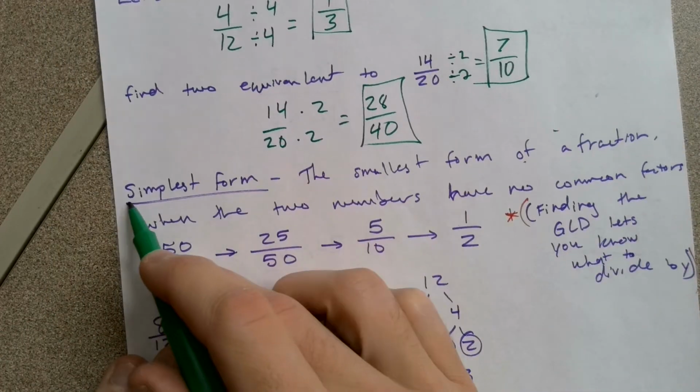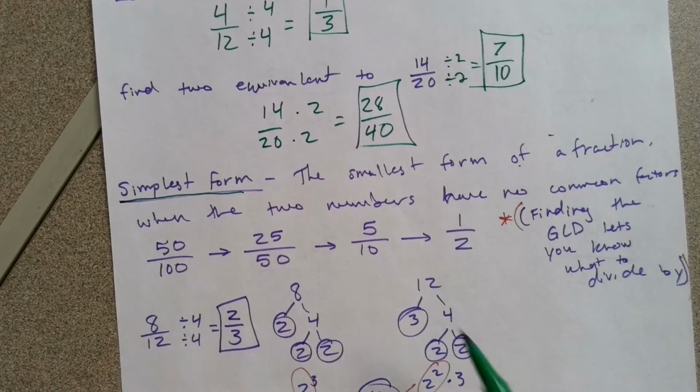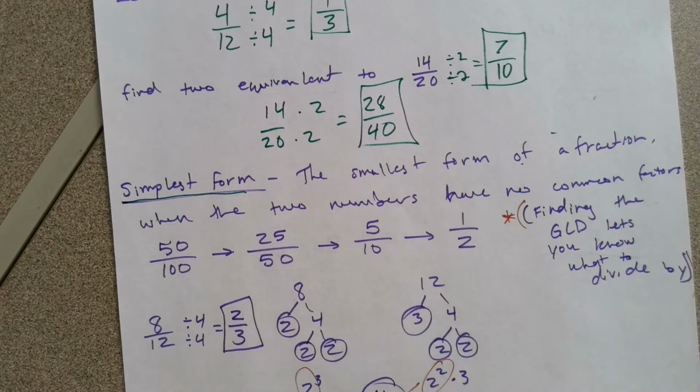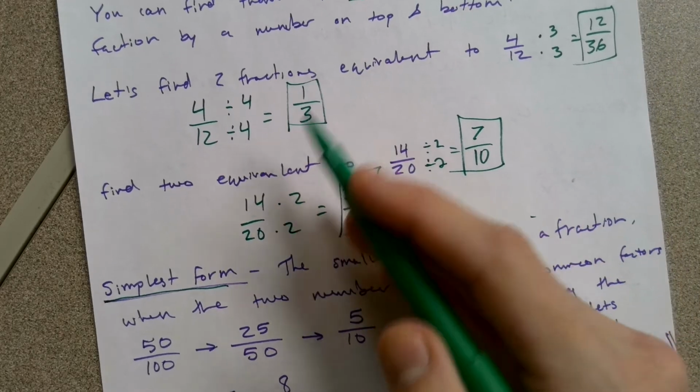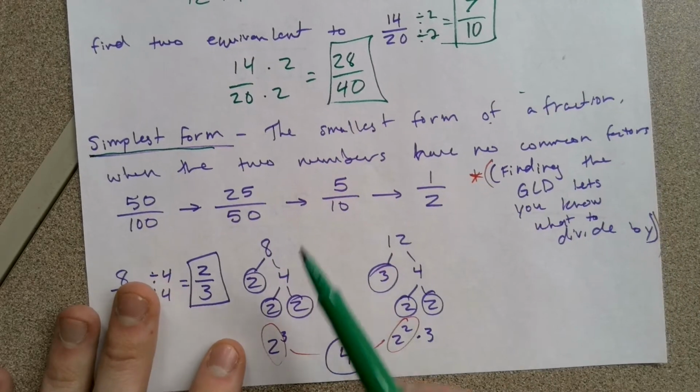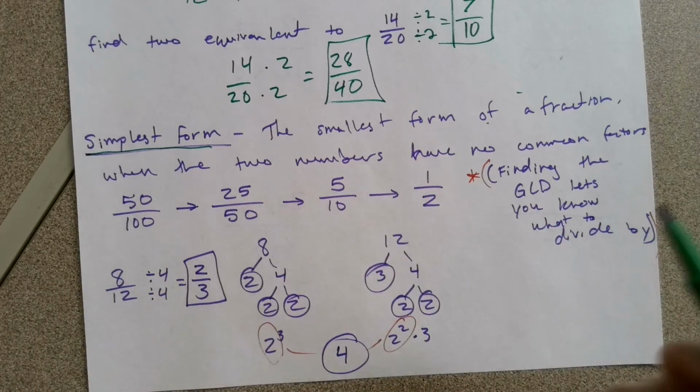All right, on to simplest form. This is the smallest form of a fraction. We did a couple of them up here. 1/3 was an example of one. It's when the two numbers have no common factors anymore. They get to the point where there is nothing that they can be divided into a smaller. They have no common factors.